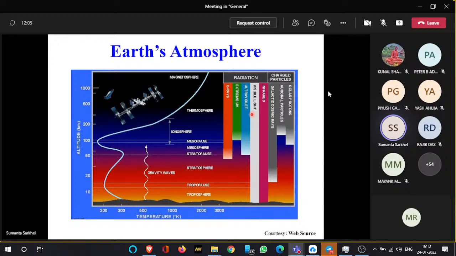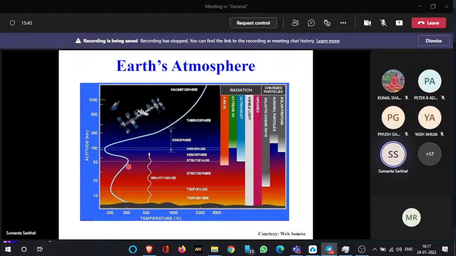At some point, it turns to the increasing mode, and that turning point is called the pause, the tropopause. In the stratosphere, the temperature increases with altitude. Up to this portion where the temperature decreases, it's called the troposphere. And the tropopause means the region where the temperature starts going into increasing mode. So far, any questions?